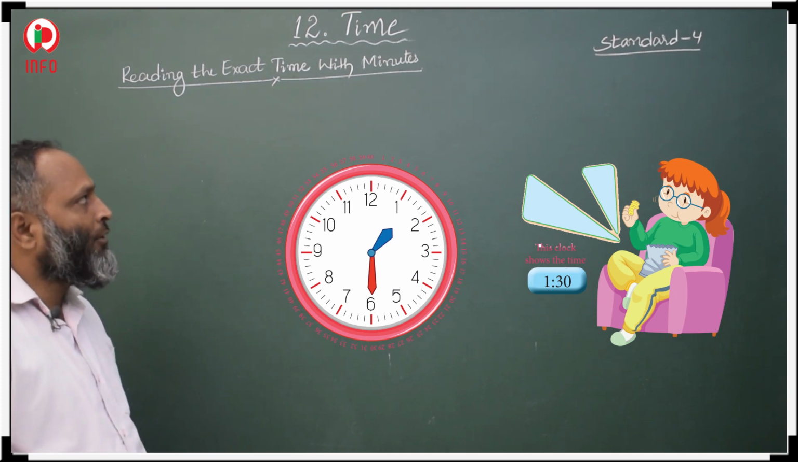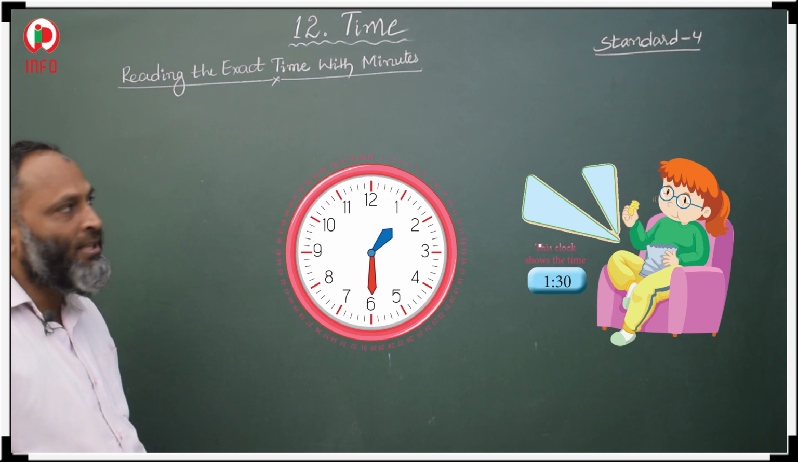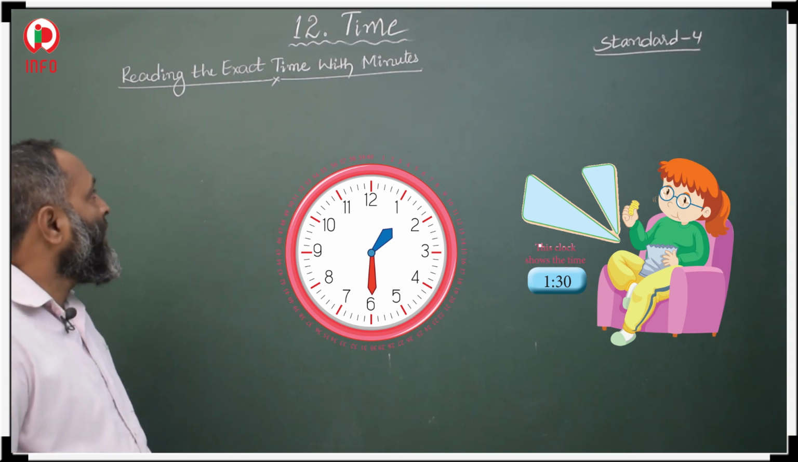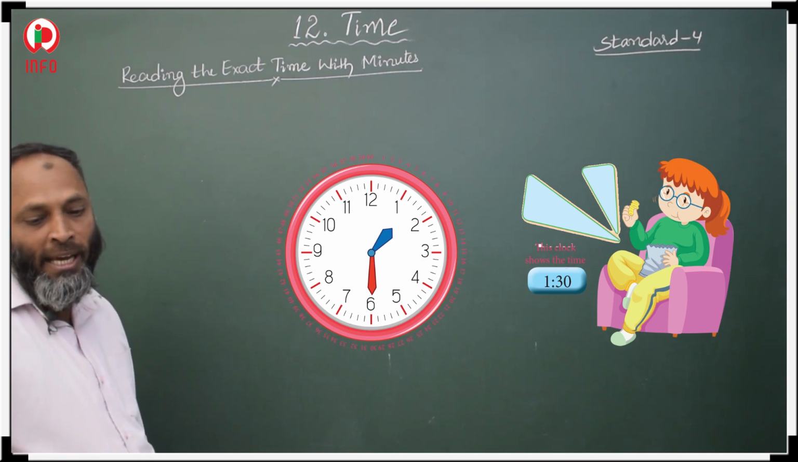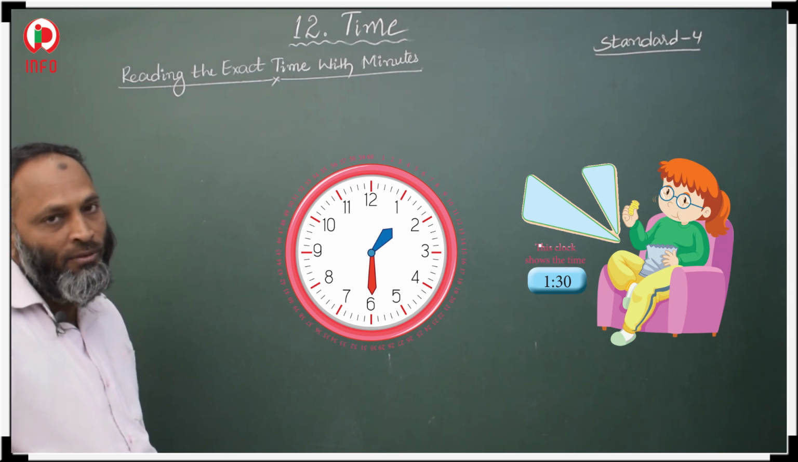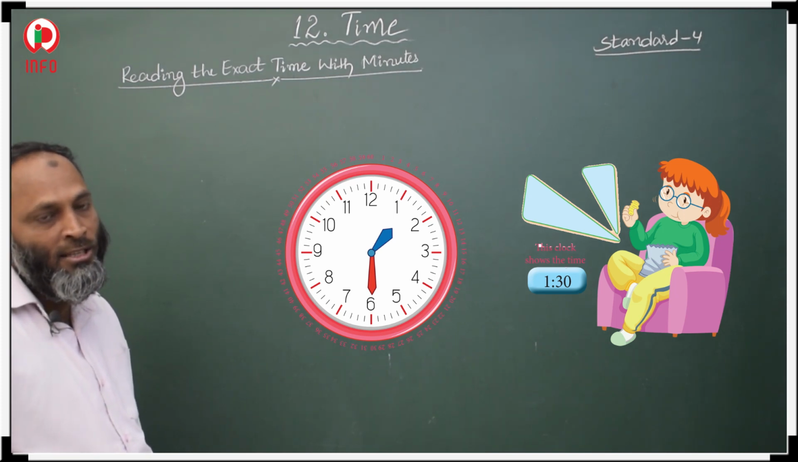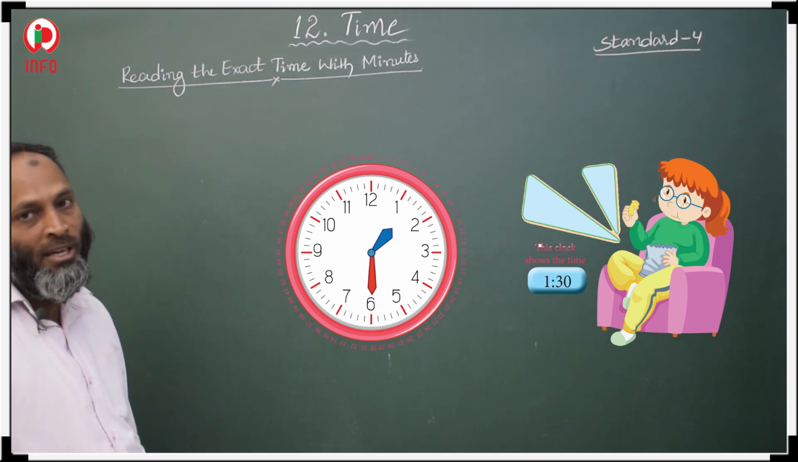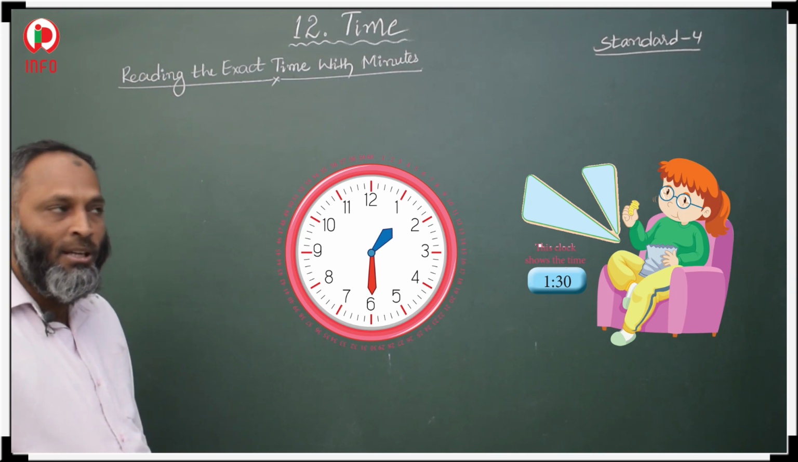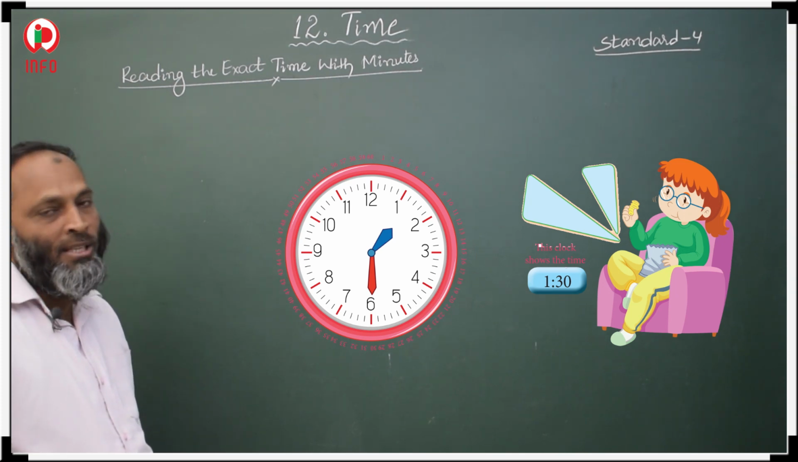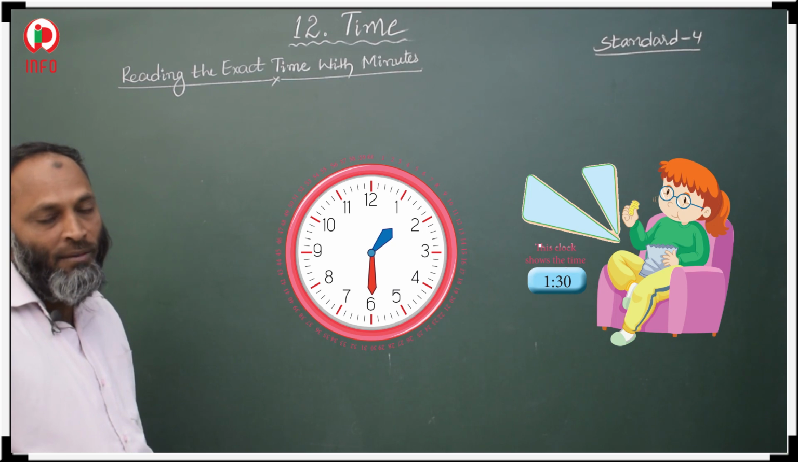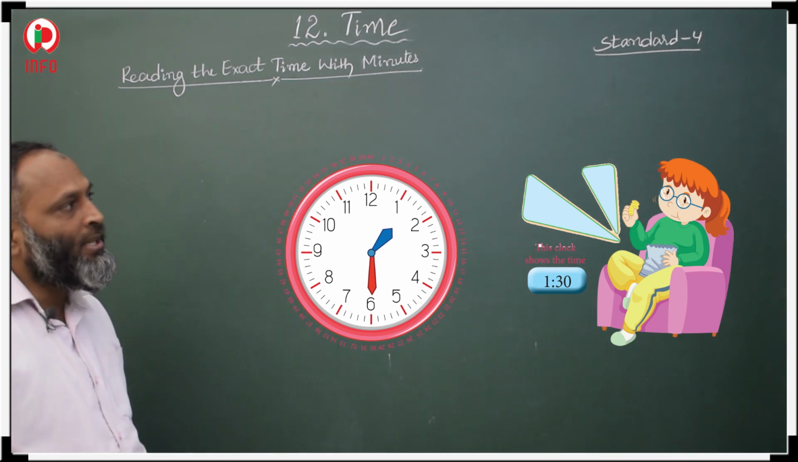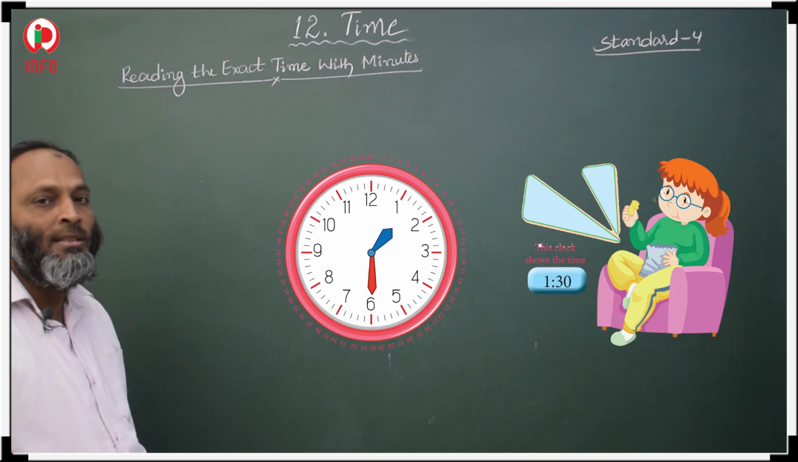60 minutes. Now in this class, we are going to discuss how to read the exact time on a clock. In third class, what did we learn? We learned only multiples of 5, like 1:35, 2:35. But here we learn times like 26, 38, 42. If minutes like 28, 32, 48 are given, how do we read the time? That we are going to discuss in this class.